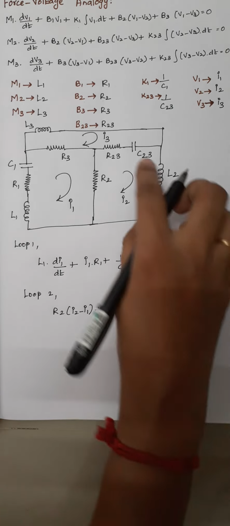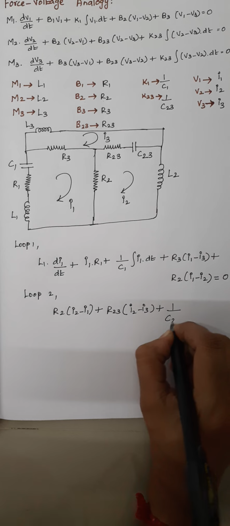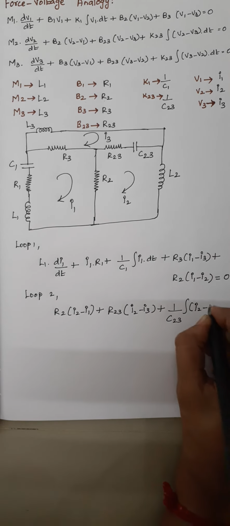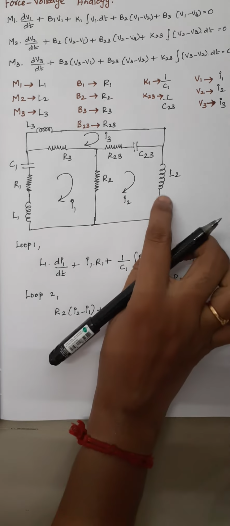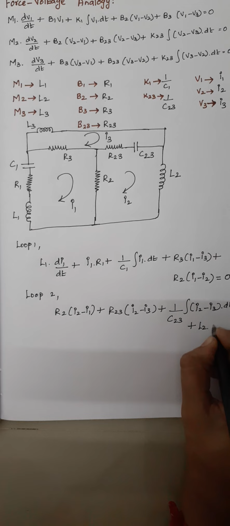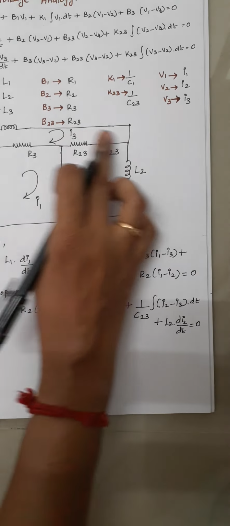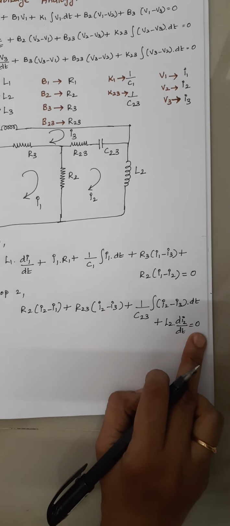And the next one is this capacitor. So here you have to write it as 1 by C23 integral of, again the current is I2 minus I3, into dt, and finally you are having an inductor here. So here you have to write it as L2 into di2 by dt, which is equal to 0 here. Again in the second loop there is no source voltage, so here we are making it equal to 0.